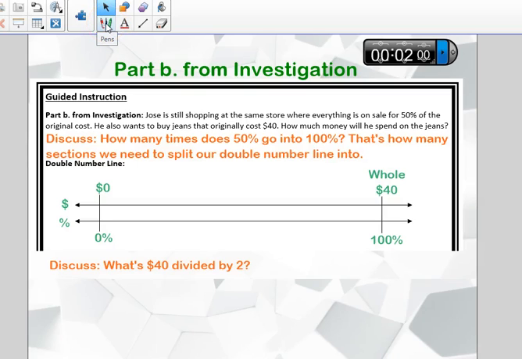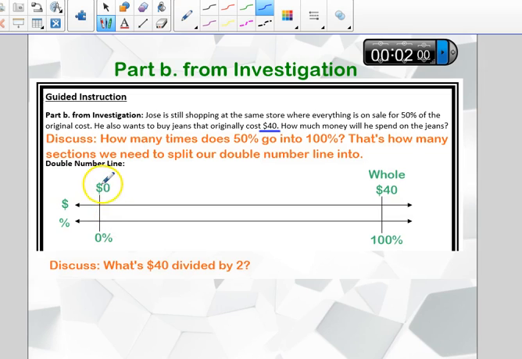So if we think about the investigation from last night, and if we go to that same store where everything is 50% off, which by the way is a super good deal, if we want to buy some jeans that originally cost $40, there is a way to figure out what that percentage is. If we draw our double number line, a percentage is always on the bottom, and then our other number can go on top, and in this case we're talking about money, so we would label that, right?